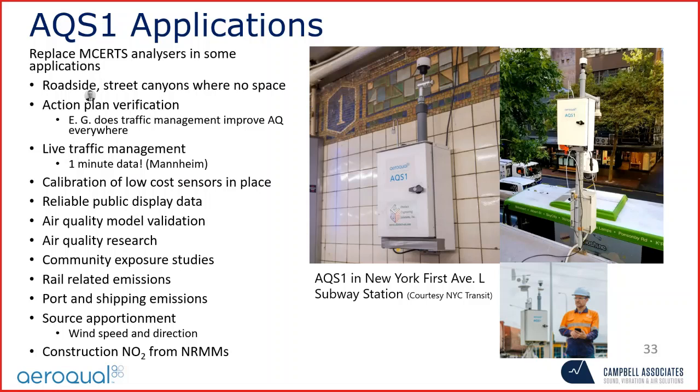And obviously also very useful for source apportionment, where the option of having a wind speed direction sensor, either a conventional one or a sonic, ultrasonic version, can just be fitted onto the top of the unit or connected to it from nearby. And we're also seeing a lot of interest from people who are doing construction monitoring, construction dust monitoring, where adding NO2 can differentiate between different sources. I'll come to that in a minute.